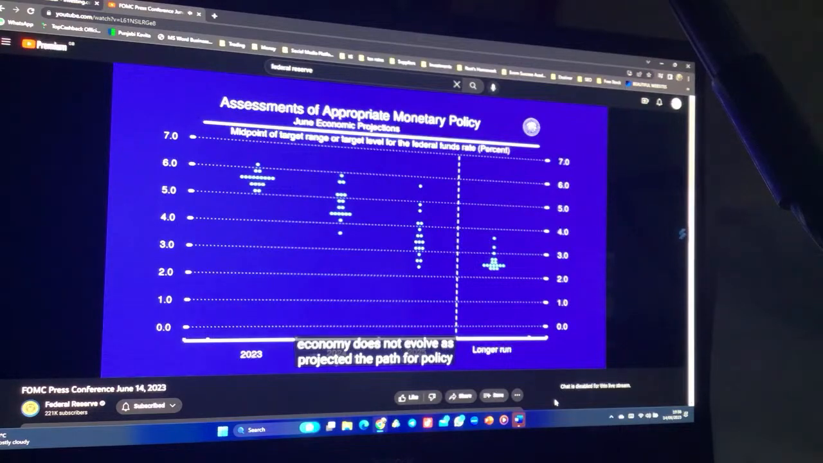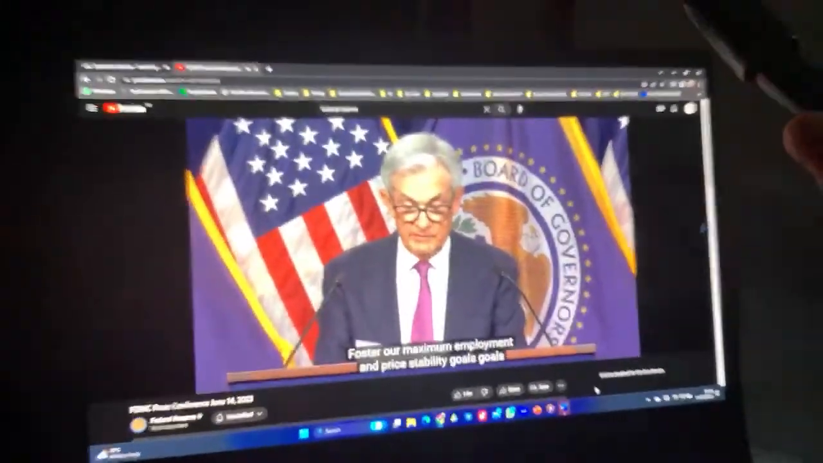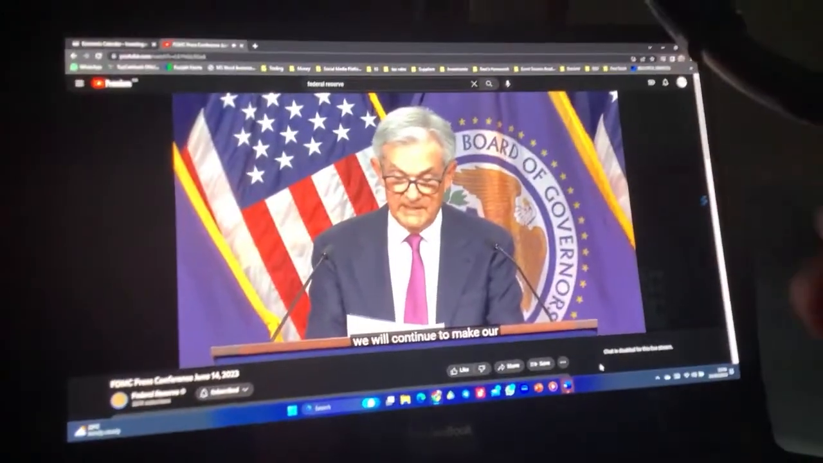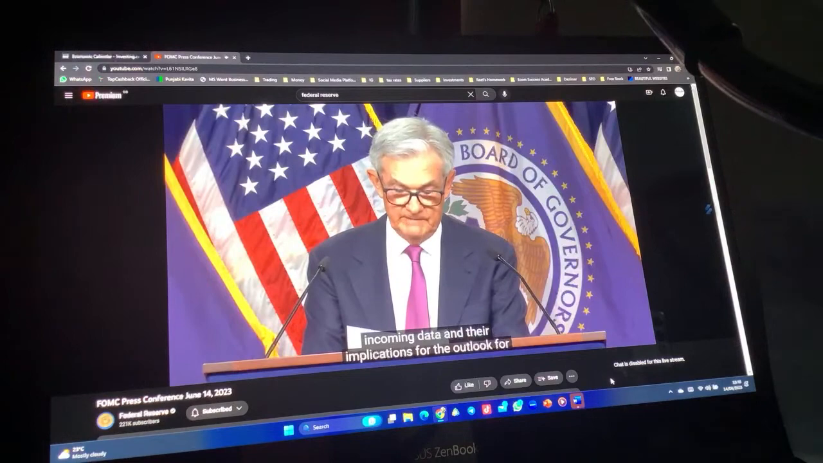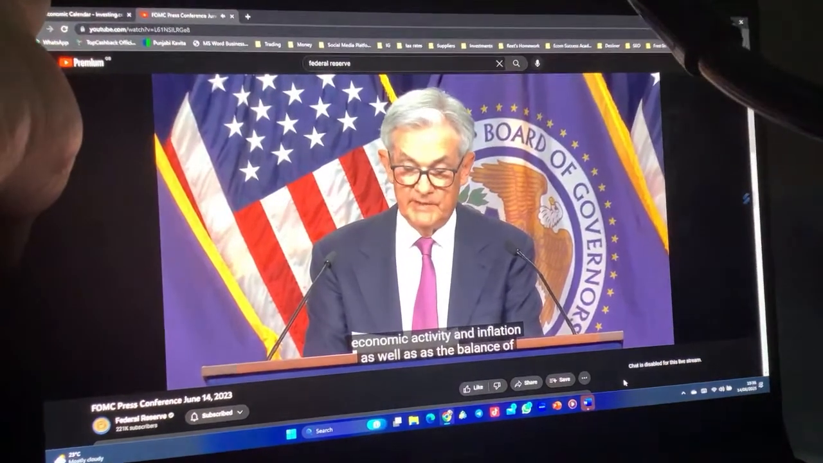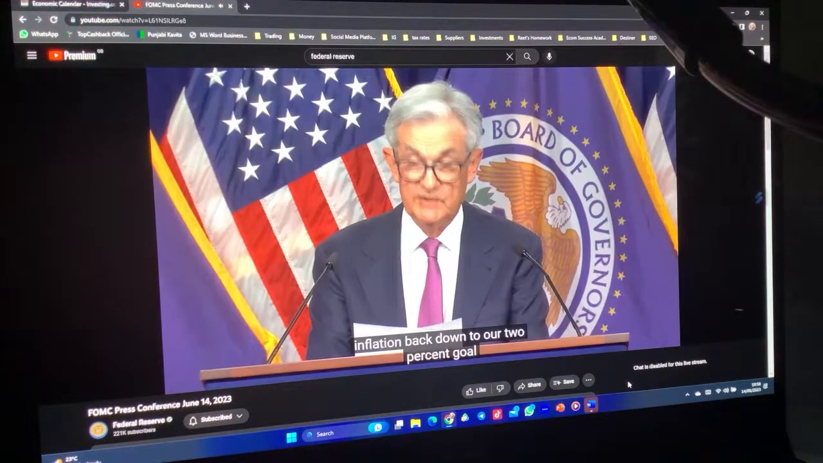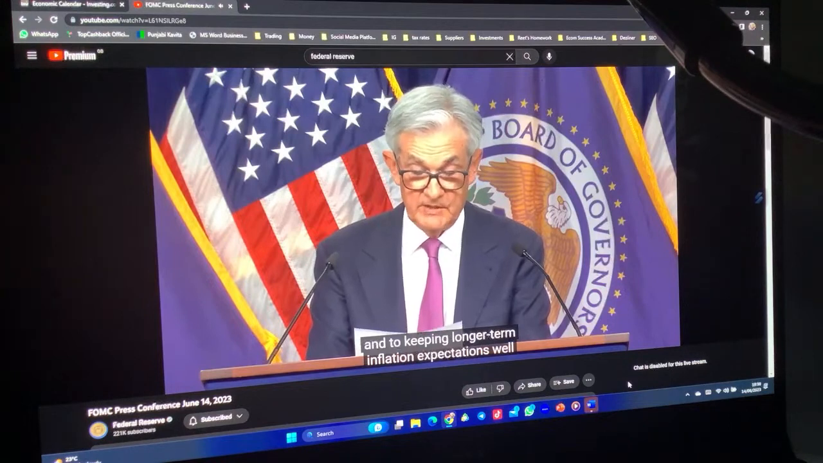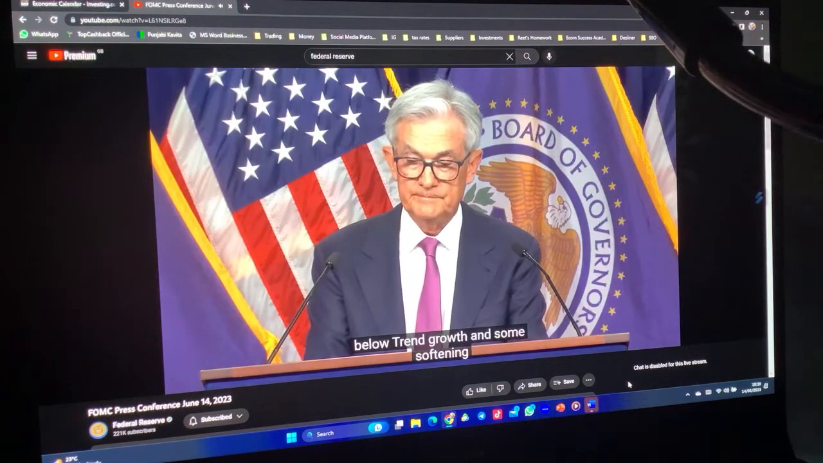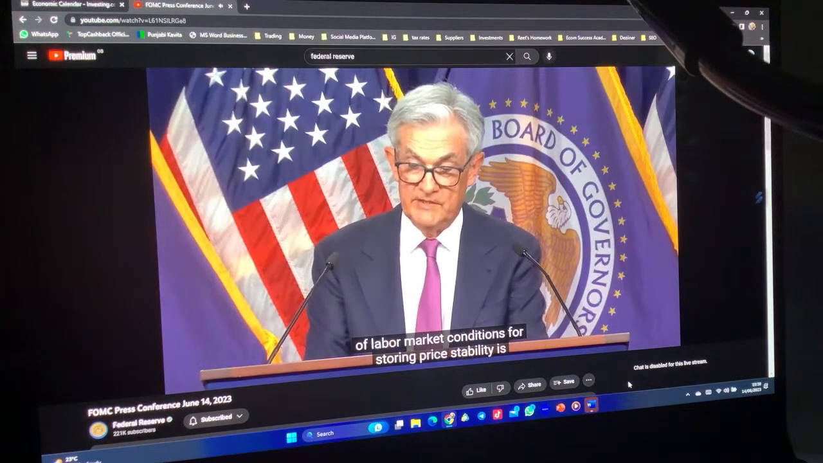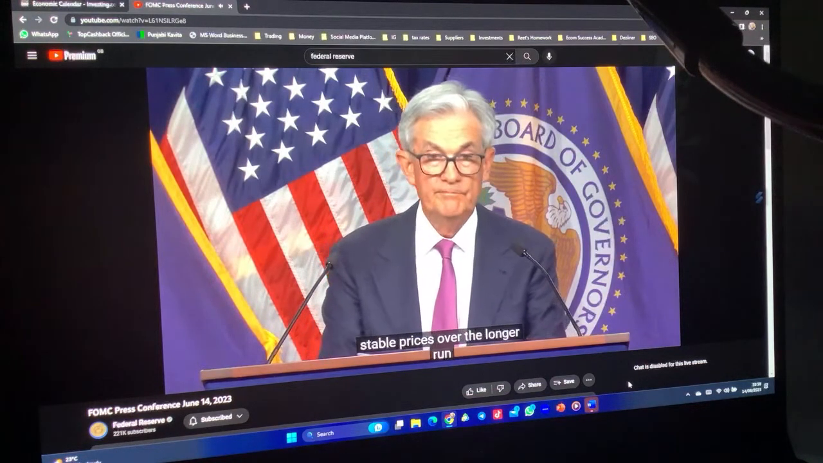We will continue to make our decisions meeting by meeting based on the totality of incoming data and their implications for the outlook for economic activity and inflation, as well as the balance of risks. We remain committed to bringing inflation back down to our 2% goal and to keeping longer-term inflation expectations well anchored. Reducing inflation is likely to require a period of below-trend growth and some softening of labor market conditions. Restoring price stability is essential to set the stage for achieving maximum employment and stable prices over the longer run.